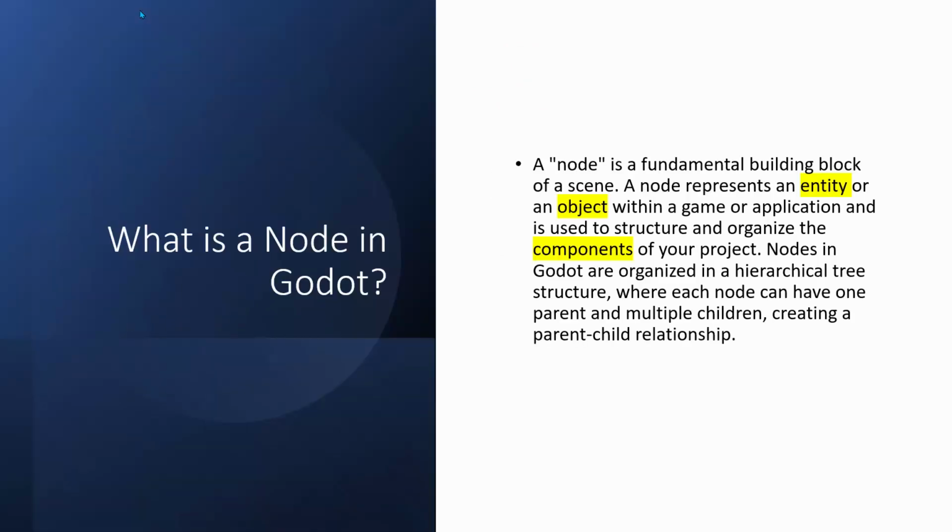So let's begin with what a node is. Now, a node represents an object, and basically Godot understands nodes as a composition of separate objects. When you gather objects together to create a hierarchy, that is what a scene is. So it has a parent and a child relationship.